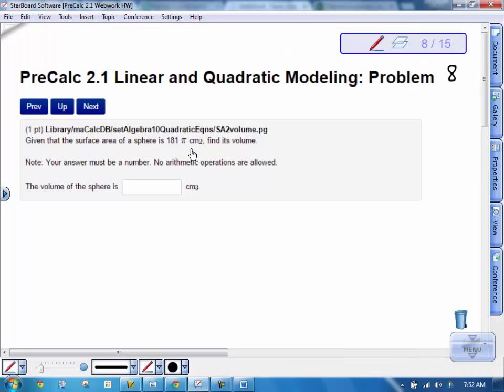Okay, problem 8 then gives us the surface area of a sphere and wants us to find the volume. So the surface area is 4 pi r squared for a sphere. The surface area in this case is 181 pi. So we're going to solve for the radius and plug it into the volume of the sphere, which is 4/3 pi r cubed. So don't forget to cancel these pi's on both sides. A lot of times students forget to do that.